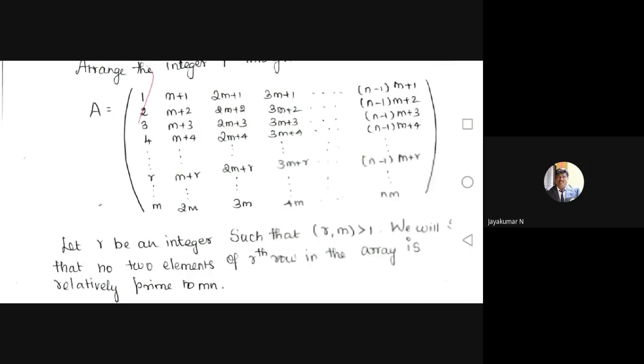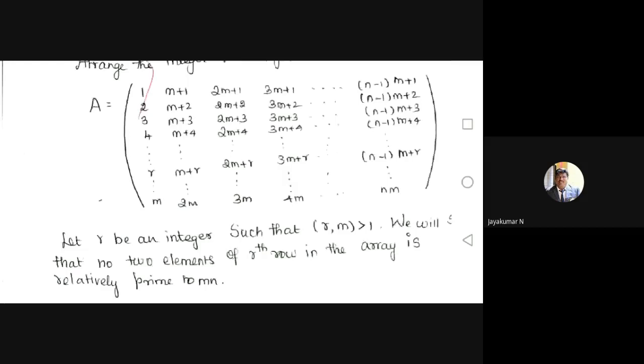Let R be an integer such that the GCD between R and M is greater than 1. We can assume an integer for which the GCD between that integer and M is greater than 1. So that type of integer can be considered, that is R.